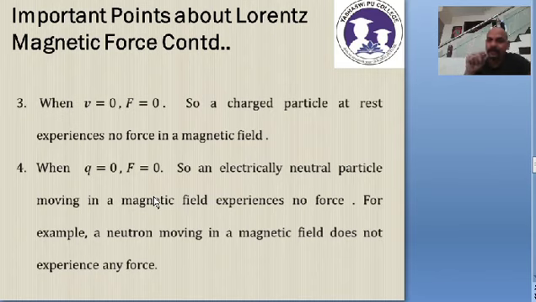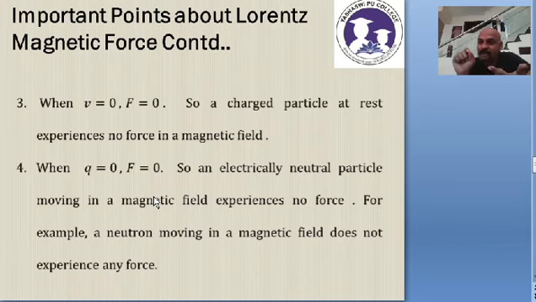Second one, next point. If a charge is 0, what do you mean by that? For example, if you keep a neutron in a magnetic field, it will not experience any magnetic force because its charge is 0. So remember, there are 4 cases where the force becomes 0. Case number 1, if the charged particle is moving parallel to the magnetic field, force is 0. If the charged particle is moving opposite to the magnetic field, again force is 0. That means when theta is 0, force is 0. When theta is 180, force is 0.